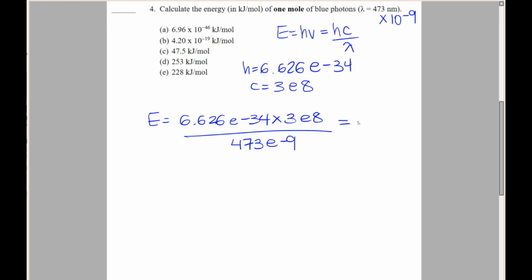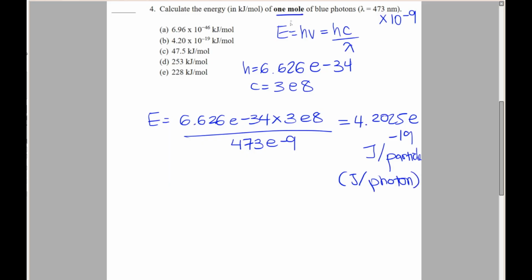And we're going to get something about 4.2025 times 10 to the negative 19. And this is in joules because the units for Planck's constant and everything else is going to yield an energy in joules, and it's joules per particle, or photon. So particle, or joules per photon.